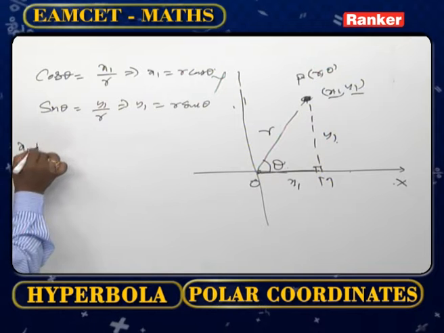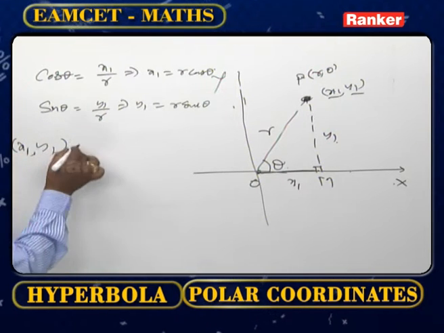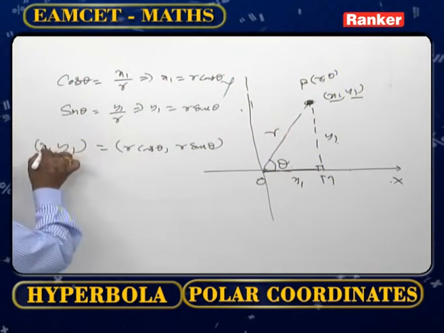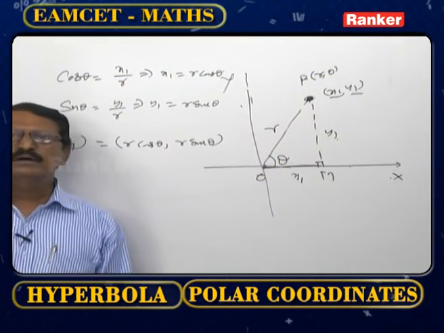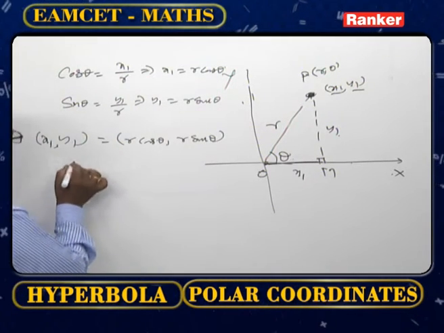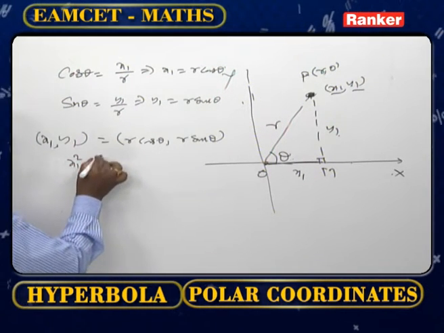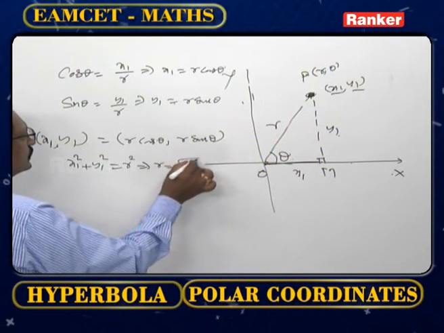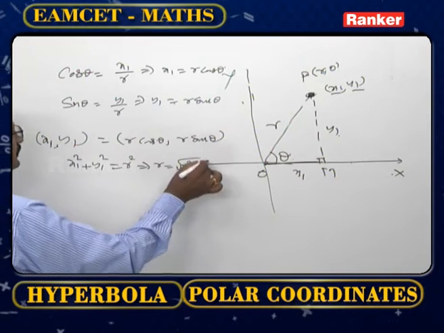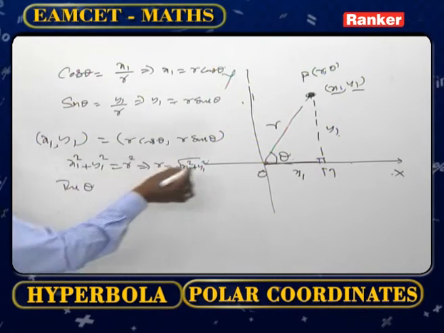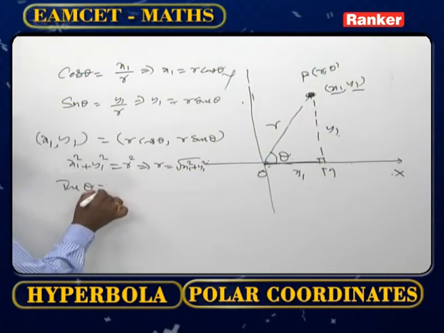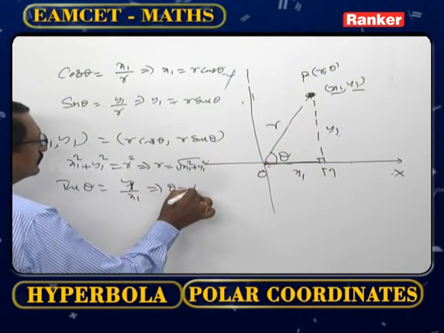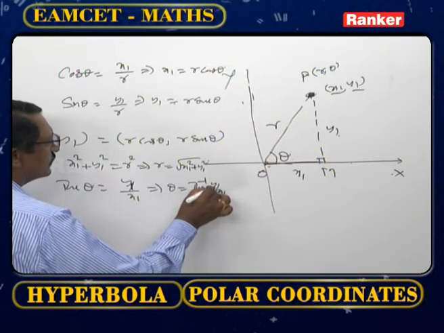Suppose the Cartesian coordinates (x1, y1) equal (r cos theta, r sin theta), in terms of r and theta. Now square x1 and y1 and add these two equations, we get r square, which implies r equals square root of x1 square plus y1 square. Similarly, in triangle OPM, tan theta equals y1 by x1, which implies theta equals tan inverse y1 by x1.